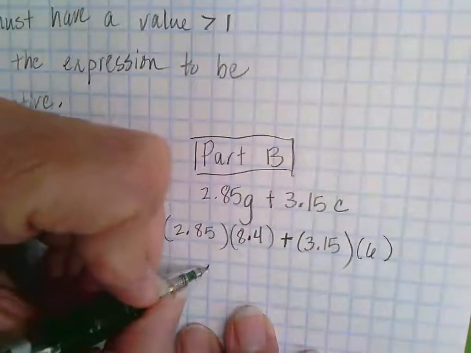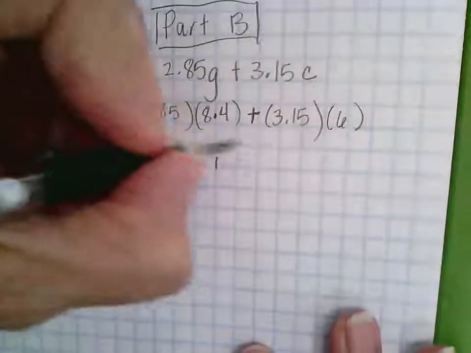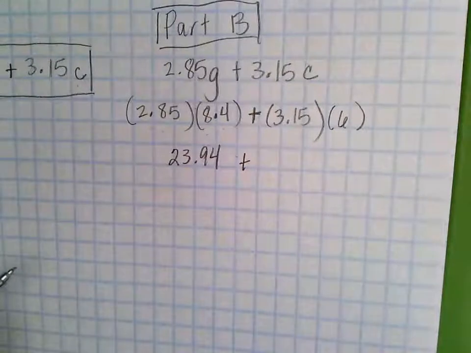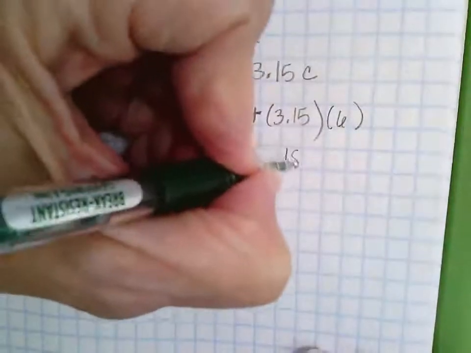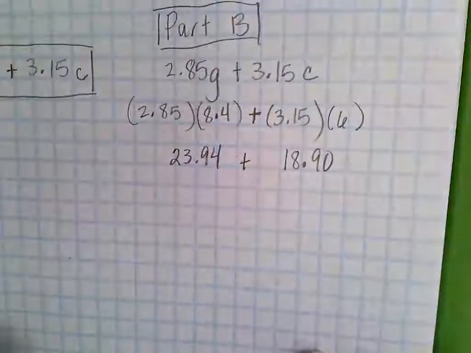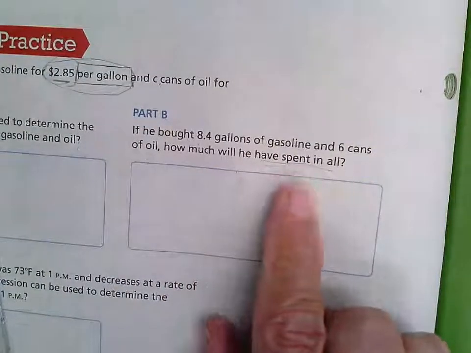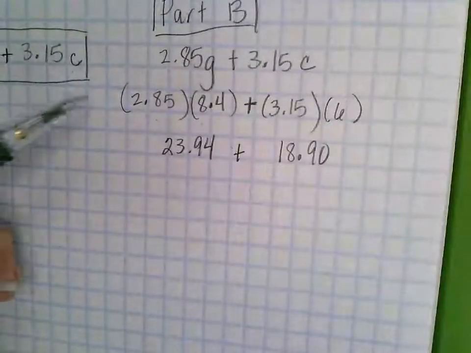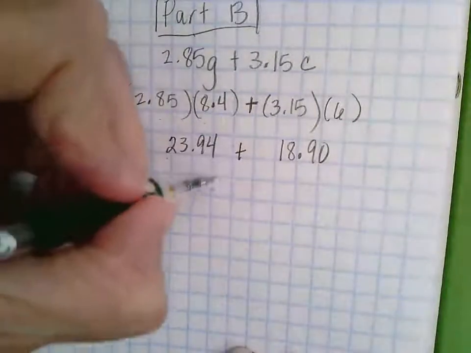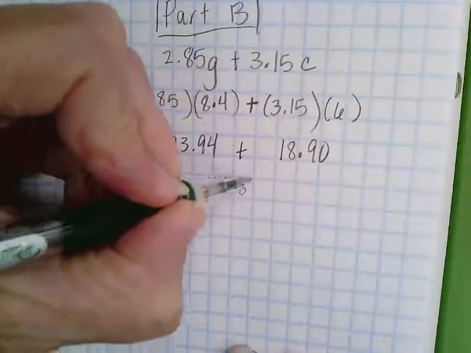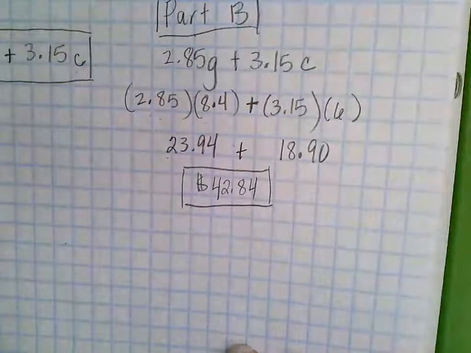we find that we have $23.94 for the gasoline, and for the oil $18.90. So the question asks us, how much will he have spent in all? So now we need to add those two together, and we would get $42.84 was the total that Joe spent for gas and oil.